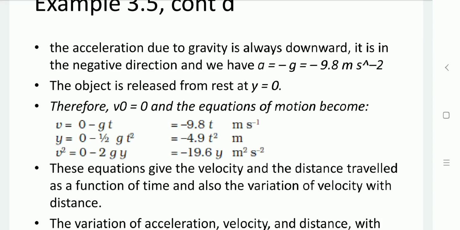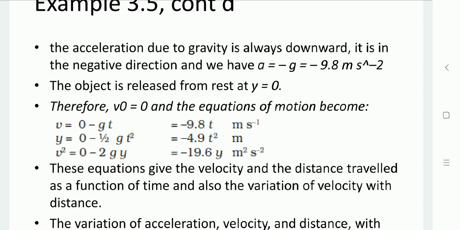Now we have 3 equations of kinematics, and we substitute the values from this discussion into them. The first kinematic equation is v equal to v0 plus at. Here v0 equals 0, the initial velocity is 0, and a equals minus g. So the equation can be rewritten as v equal to 0 minus g t, that is equal to minus 9.8 t meter per second.